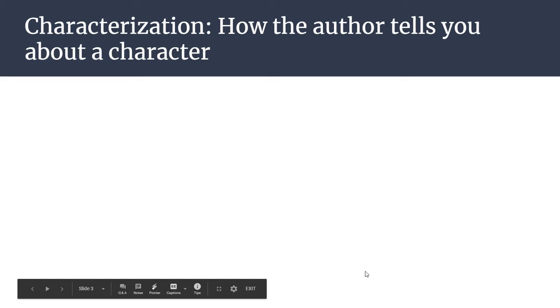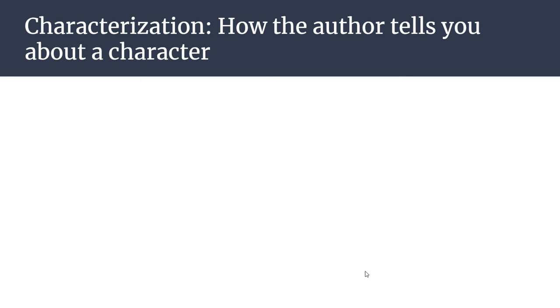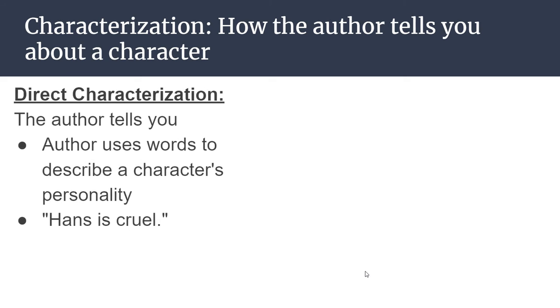Now, one of the things we're going to work on is called characterization. Characterization is how the author tells us about a character. It's how we learn about characters in stories. Now, there are two main types of characterization.